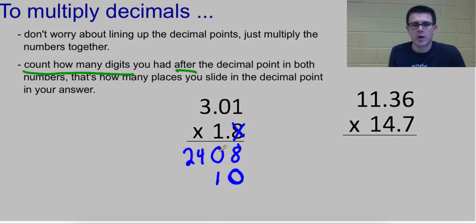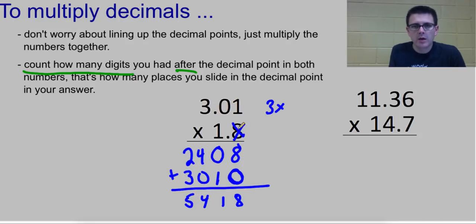1 times 1 is 1. 1 times 0 is 0. 1 times 3 is 3. Add them up. 8, 1, 4, and 5. And then go back and look at your answer again. This was about 3. 1.8 is about 2, so we're going to expect an answer around 6.